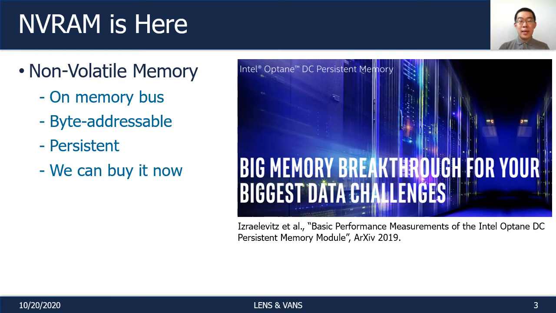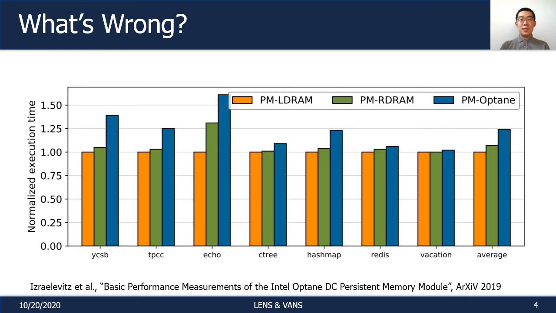Non-volatile memory is a type of main memory that sits on the memory bus and provides byte addressable access to CPUs, just like traditional DRAM-based main memory. It also provides data persistence, so the data written into non-volatile memory can be recovered after a system reboot. The Intel Optane is the first commercially available non-volatile memory product, and we can buy it now. But when we are using this non-volatile memory product, we find some unexpected performance characteristics.